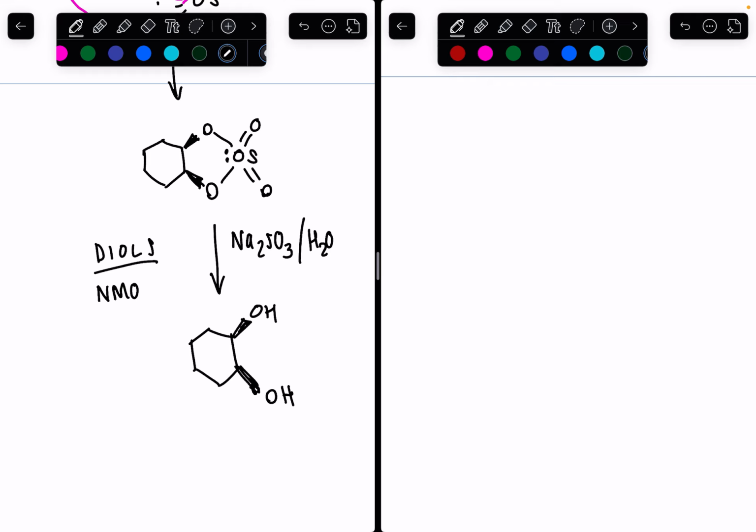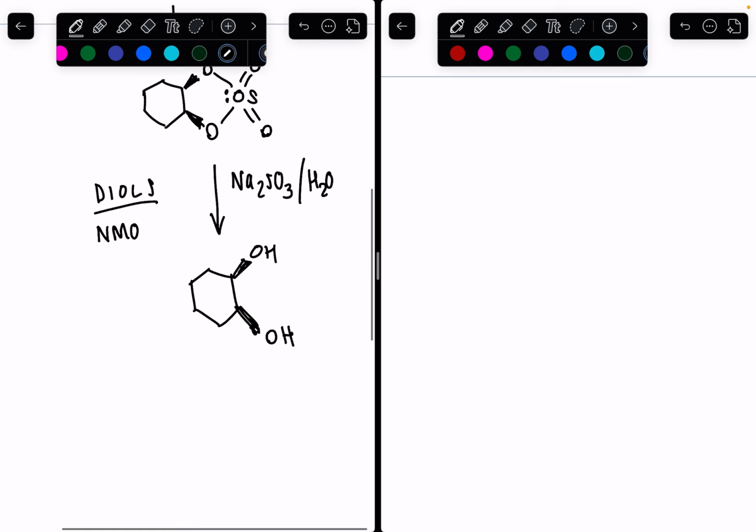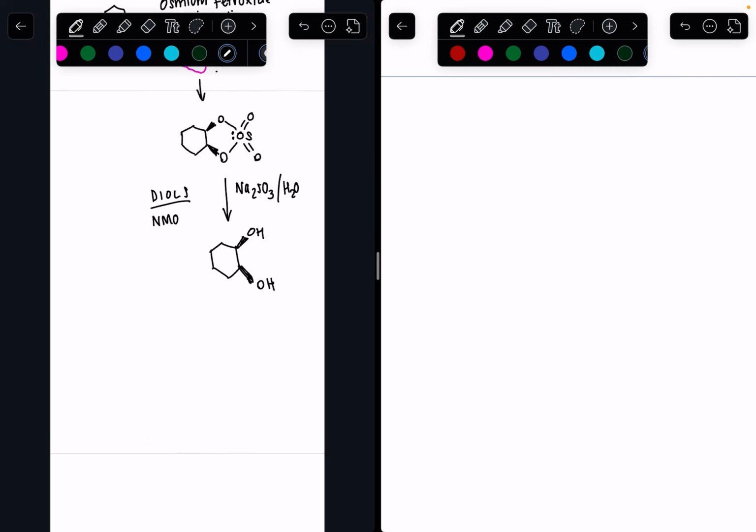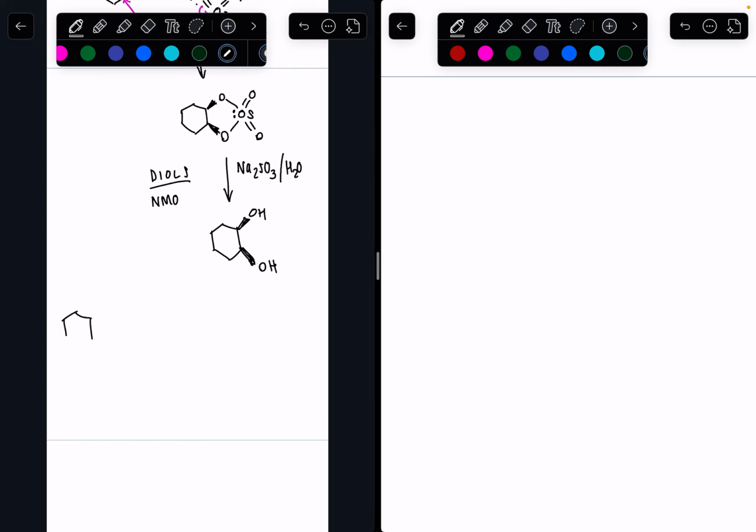So using this catalytic reaction, we're going to show the reversal. Here we have our alkene, and we're going to treat it with our catalyst as well as NMO, and we're going to get a syn addition of alcohols.